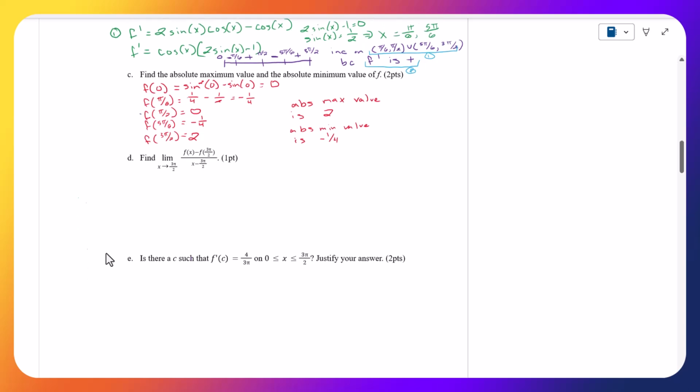All right, question D. This question looked tricky, but really is not that tricky. This is just a sort of hidden limit question. And some of y'all did it in an interesting way. If you try to find this limit, you end up getting 0/0, which is indeterminate.